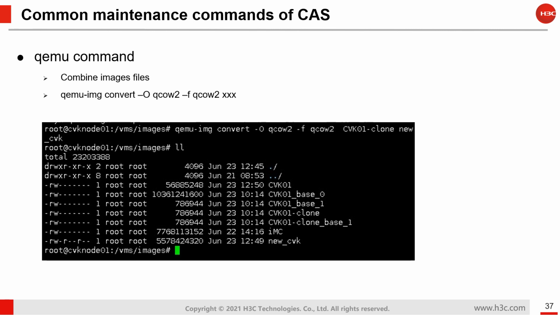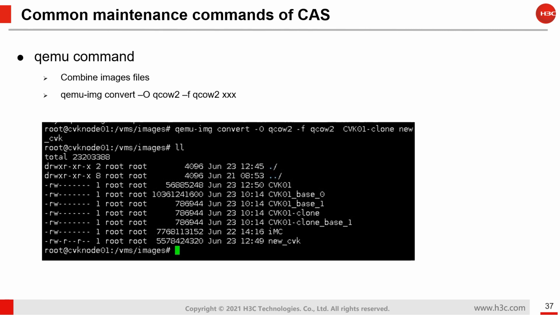Then next, let's talk about combining image files. The command is qemu-img convert -O qcow2 -f qcow2 XXX. The XXX means the new image's name. This example will show you the usage of the qemu-img convert command.